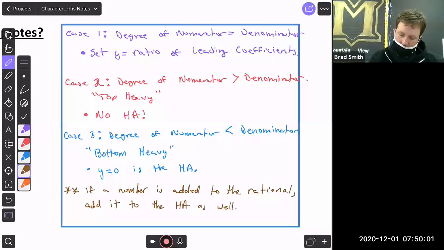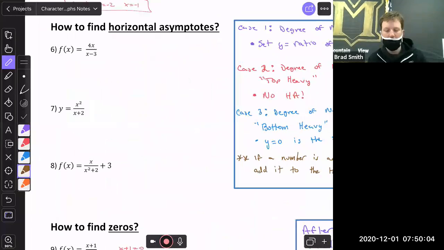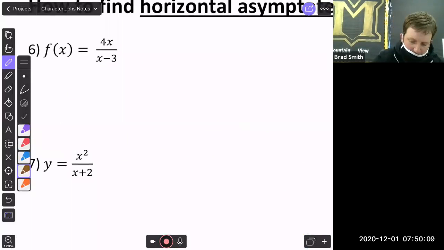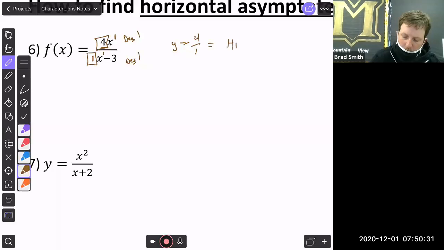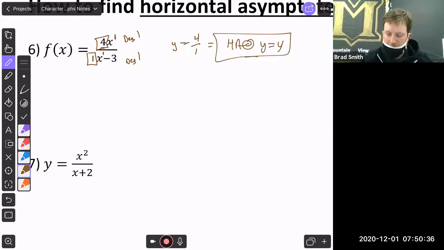Hit record again. All right, so let's look at a couple of these. So here I'm going to look at this. If I look at the top, this one has a degree of 1. Because my largest exponent is 1. Same thing here. This one has a degree of 1. So they are the same. So what I'm going to look at are my leading coefficients here. So my leading coefficient up top is a 4. My leading coefficient on bottom is a 1. So I have a horizontal asymptote at y is equal to 4. That's a 4, not a y.